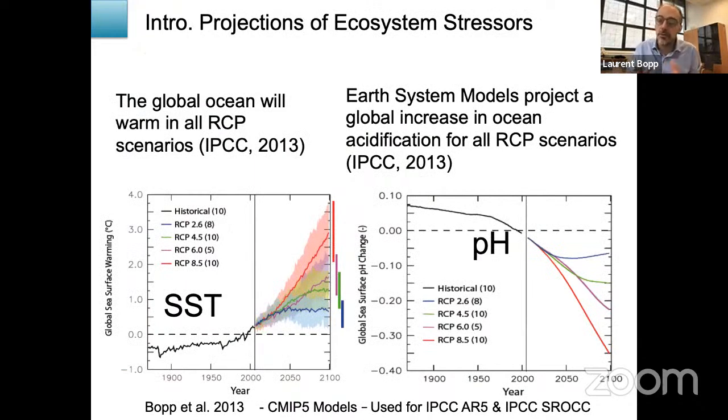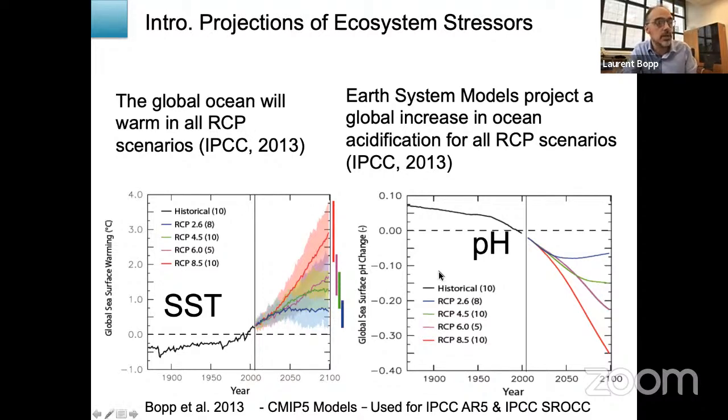So let me start with a few very simple projections, using not the latest generation but the one before, CMIP5, which was used in the 5th assessment report of the IPCC published in 2013. And then I will show you the latest state of the art, how these projections have been updated with the most recent generation of climate models.